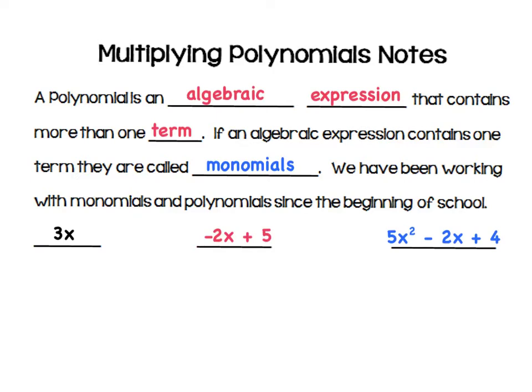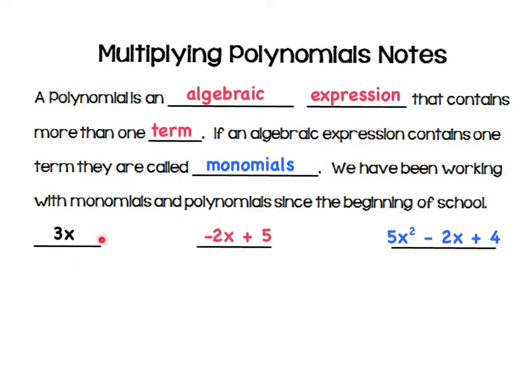Today we're going to be talking about multiplying polynomials. A polynomial is an algebraic expression that contains more than one term. If an algebraic expression contains only one term, it's called a monomial. We have been working with monomials and polynomials since the beginning of school.